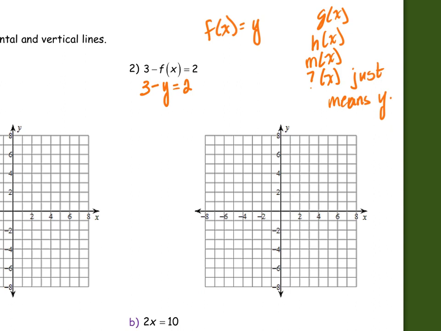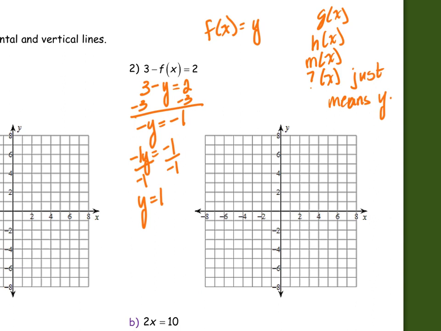Okay, so I need to solve for y. So I'm going to subtract 3. And I get negative y equals -1. Now my question is, is my y alone? Is it by itself? No, it's not by itself because I could rewrite this as -1y equals -1. So it's not by itself because it has a negative with it. So what I need to do is divide by -1.